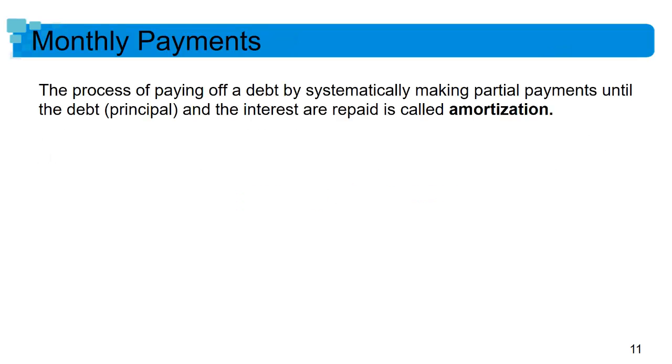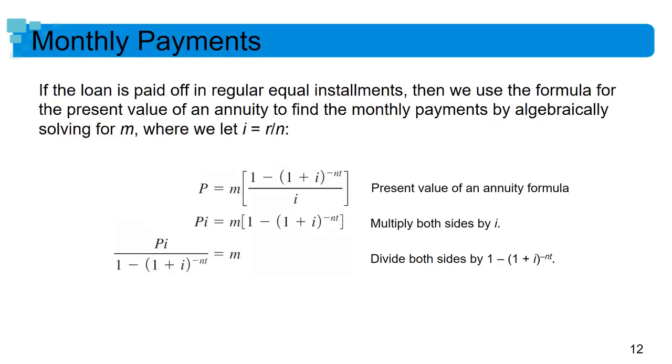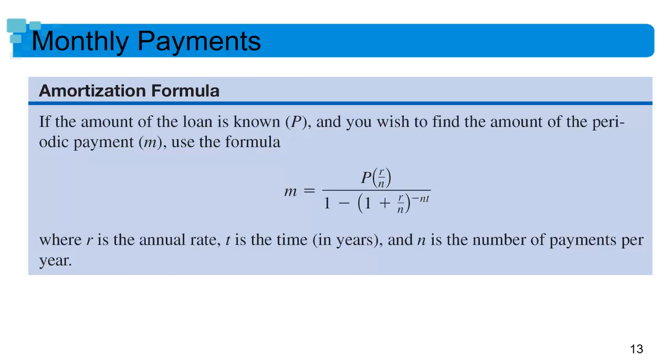How about if we want to figure out monthly payments? Paying something off systematically is called amortization. It's a fancy word for making payments on something. And we can figure that formula out from the annuities formula, again, by solving for things and moving some stuff around, and we get the amortization formula.